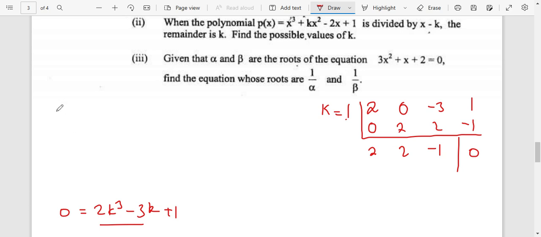Meaning that factorizing it, this is going to be k is equal to 1. If I write it as a factor, I'll take 1 to the other side, it will be k minus 1. And then this one has also remained. This should have power 2, and then this should just be a constant.